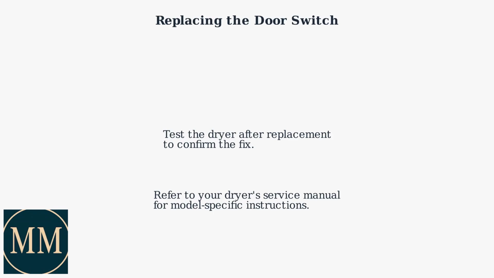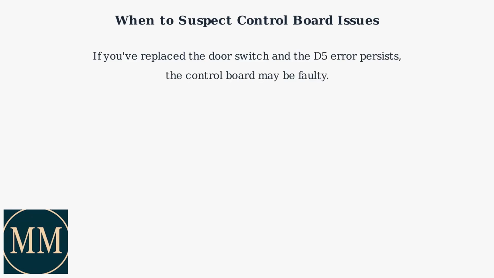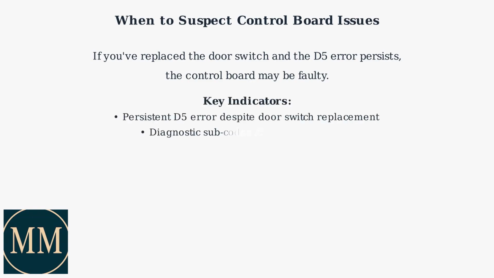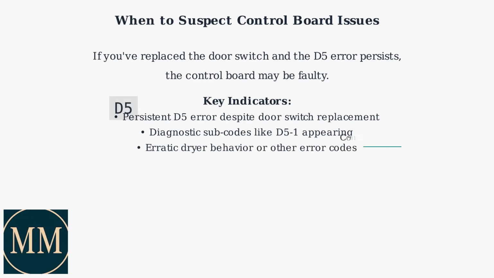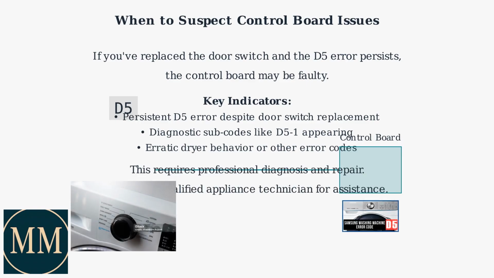After replacement, test the dryer to ensure the D5 error is resolved and the door switch functions properly. When to suspect control board issues. If you've replaced the door switch and the D5 error continues, the control board may be faulty. Key indicators include persistent D5 error despite replacement, diagnostic subcodes, and erratic behavior. This requires professional diagnosis and repair. Contact a qualified appliance technician for assistance.